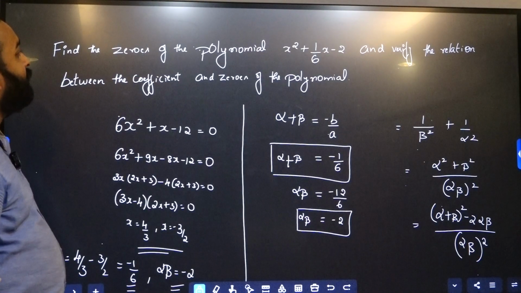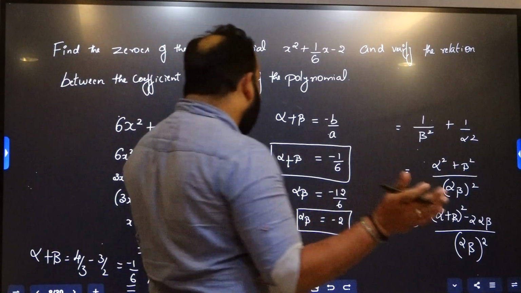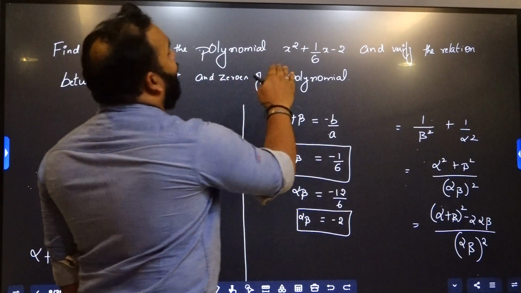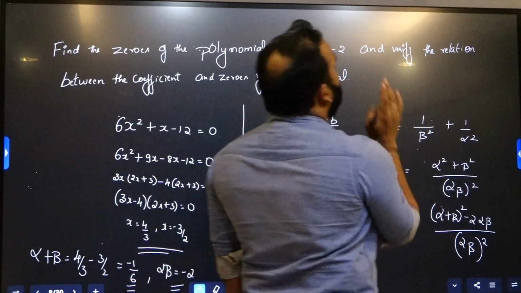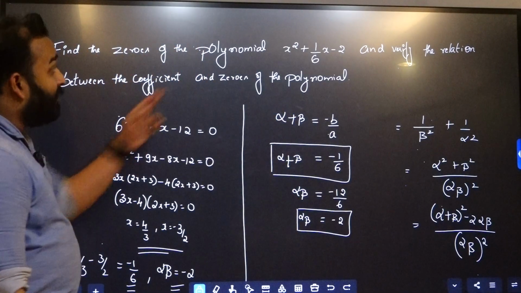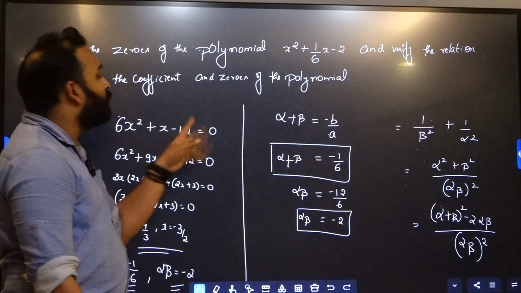Then let's go for question number 4. Good question. And usually students get a lot of confusion, doubts here. See here, find the zeros of the polynomial x square plus 1 by 6 into x minus 2 and verify the relation between the coefficients and the zeros of the polynomial. Now if you simplify, you can easily write the equation as 6x square plus x minus 12 equal to 0.